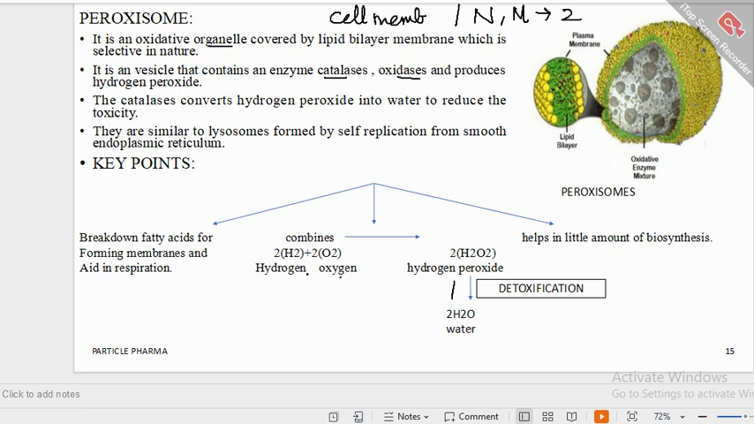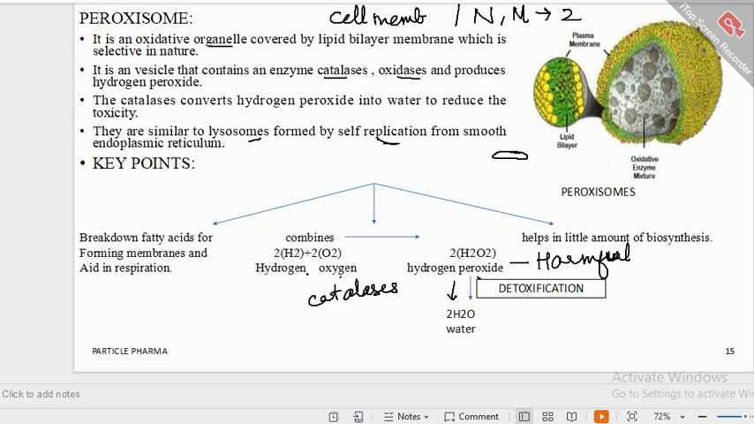So hydrogen and oxygen will form hydrogen peroxide, that is H2O2, and will get converted into water through a step of detoxification in the presence of the enzyme catalase, as hydrogen peroxide is a harmful substance. It is a harmful substance for the body. And they are also similar to lysosomes, and are formed by self-replication.